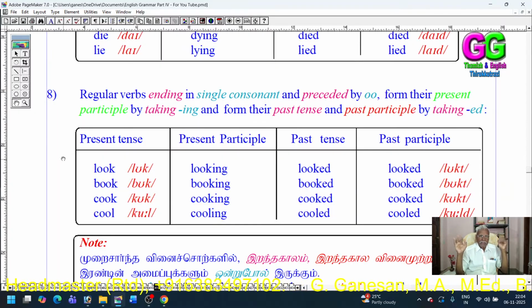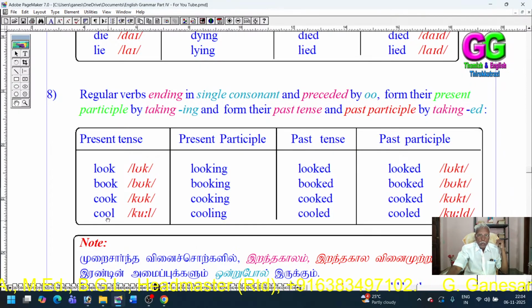Rule 8. Regular verbs ending in a single consonant preceded by double O form their present participle by taking ing and form their past tense and past participle by taking ed. My dear children, regular verbs ending in a single consonant preceded by double O form their present participle by taking ing and their past tense and past participle by taking ed. That's all.